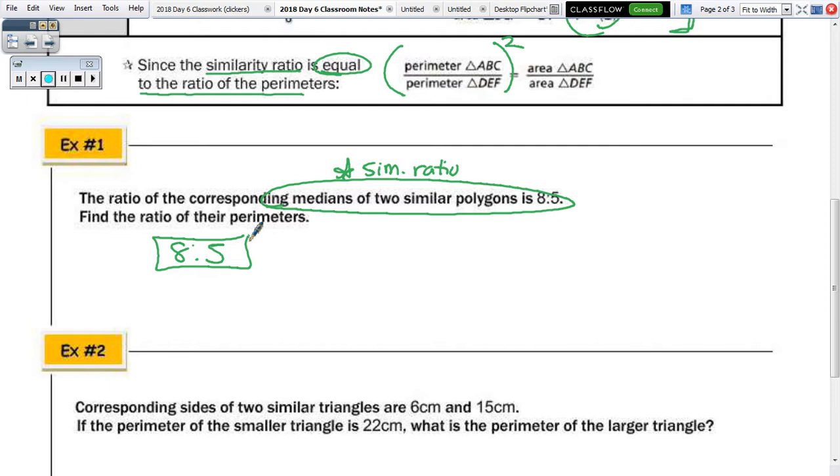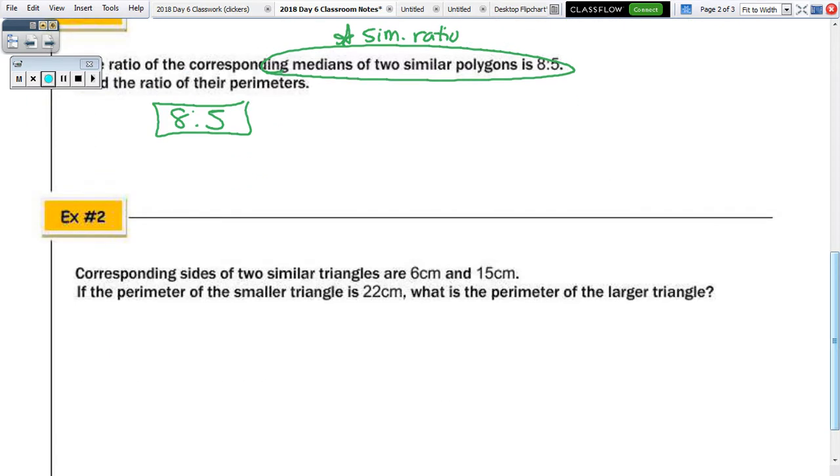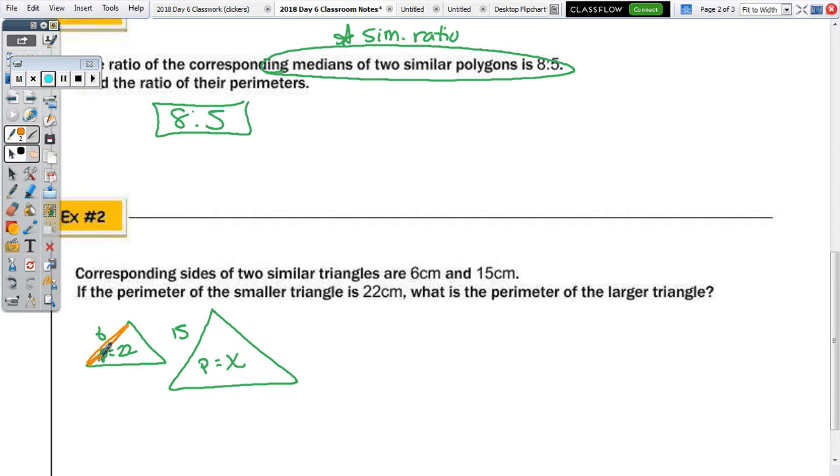Let's draw a picture for number 2. Corresponding sides of 2 similar triangles are 6 and 15. The perimeter of the smaller triangle is 22. What is the perimeter of the larger triangle? So I'm going to call the perimeter X. So given the ratio of the corresponding sides, that's telling me what the similarity ratio is. So the similarity ratio is 6 to 15. And that's equal to the ratio of perimeters, which is 22 over X. Now, I'll often, and you may see me on my answer keys, reduce the fraction 6 15ths, which reduces to what?